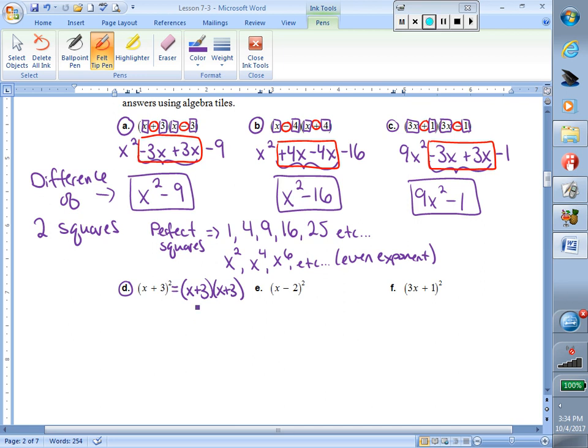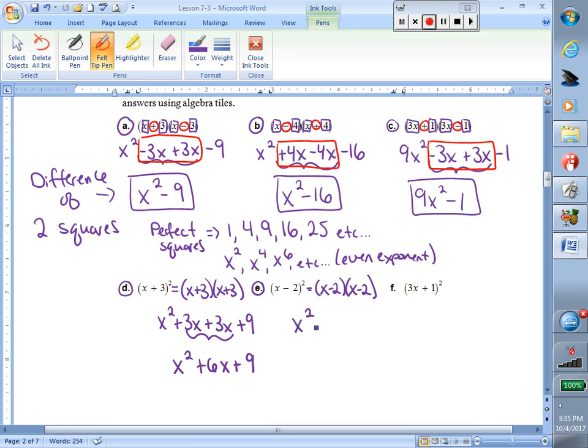So no matter which method you use, you should come up with x squared plus 3x plus 3x plus 9. Combine our like terms, and we get our end result of a trinomial. Same thing we see in letter E. We have a binomial squared. It means that binomial times itself. Then again, from here, we have to use whichever one of the 3 methods you liked in 7-2 to finish off the question.